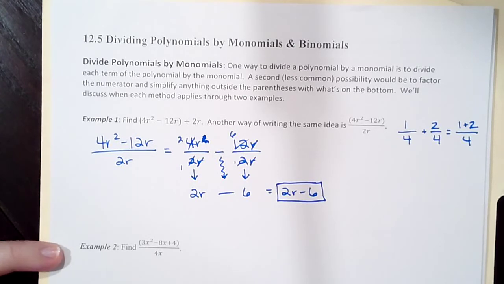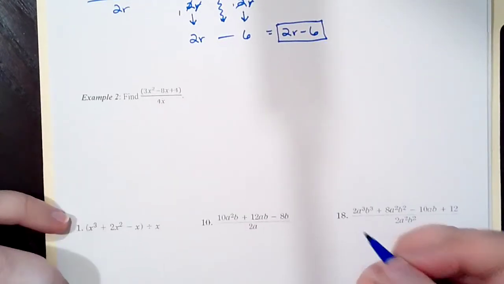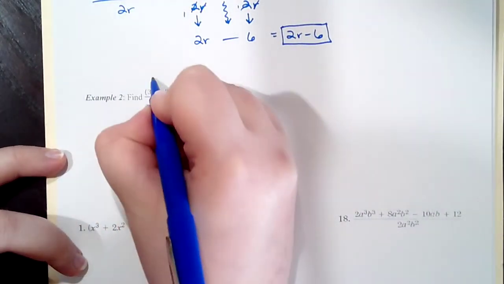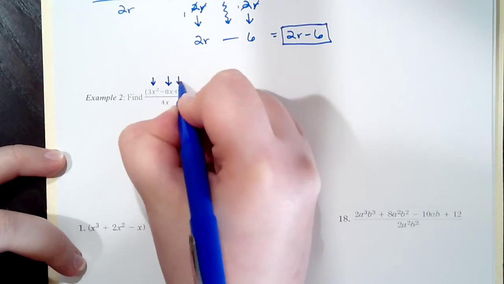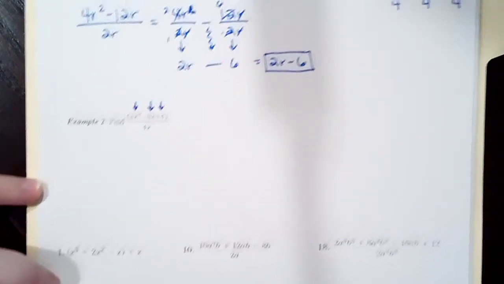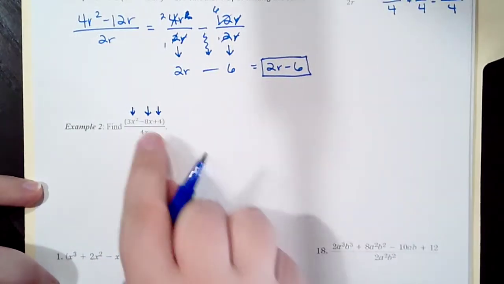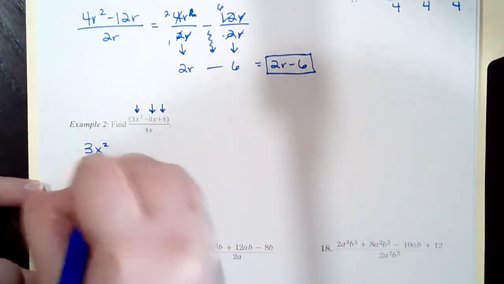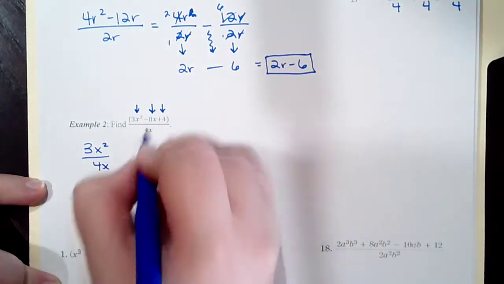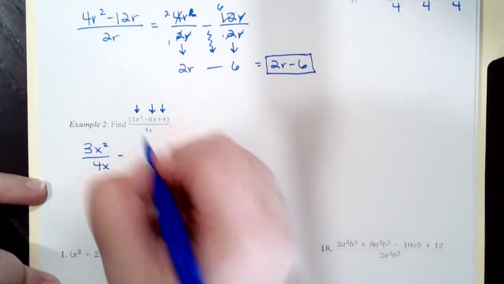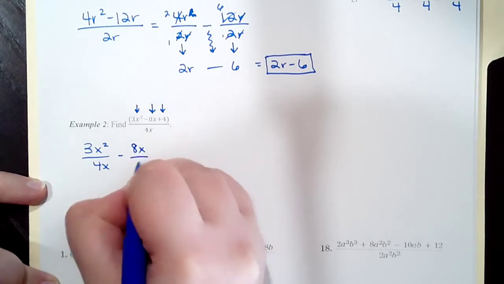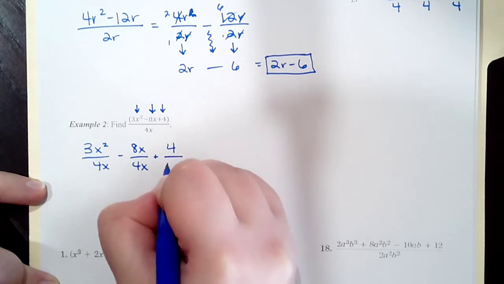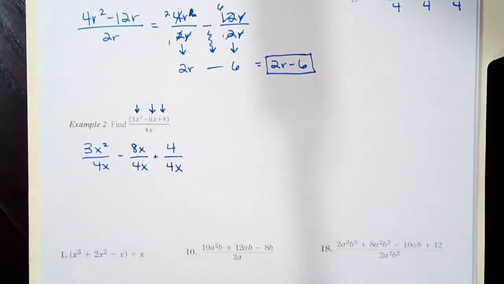And that's all we're going to be doing. The only difference is we may have to add more terms. So let's look at the next example and see what that looks like. Notice this one gives us a problem, but it has 3 distinct terms on top. The only difference here is that instead of having 2 separate fractions to work with, we now have 3. So let's go ahead and write those out. We've got 3x squared divided by 4x, minus, because I'm taking that symbol, 8x over 4x plus 4 over 4x.